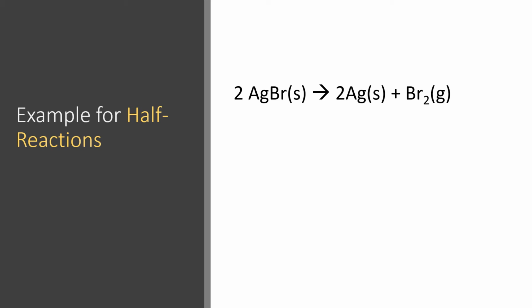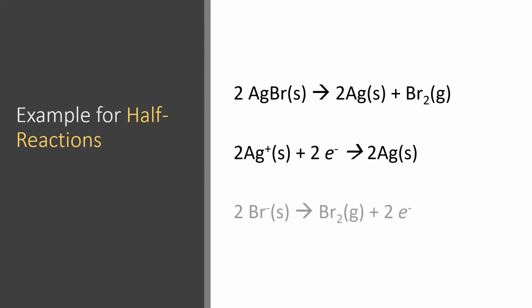On the reactant side, I have silver ion, because it's part of an ionic compound, silver bromide, becoming neutral silver metal. And the other component, I have bromide, the ionized form of bromine, becoming bromine. In each of these cases, I'm going from an electrically charged state to a neutral state.